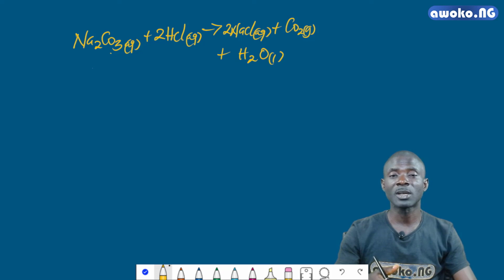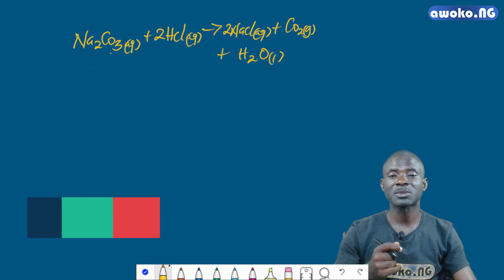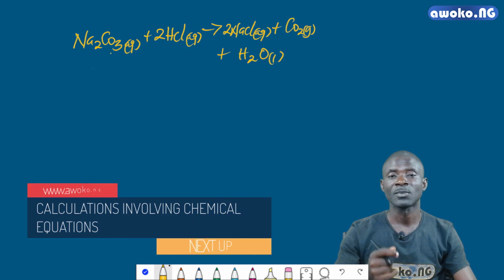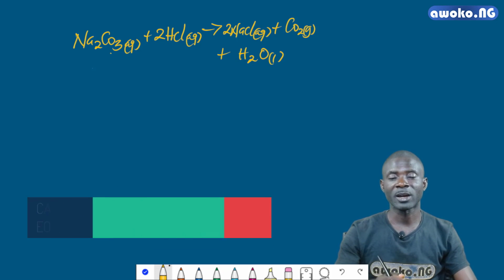So with this, we'll come to the end of balancing of simple chemical equations. But I urge you to join us in our next class as we talk about some simple calculations involving chemical equations. Hope to see you in that class. Bye for now.